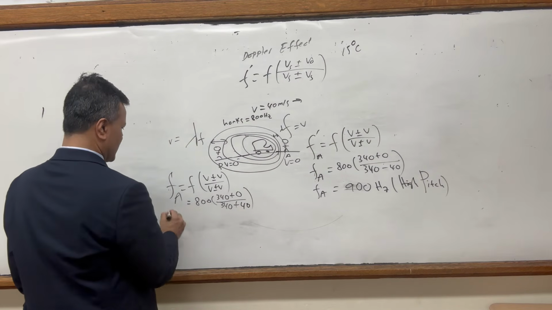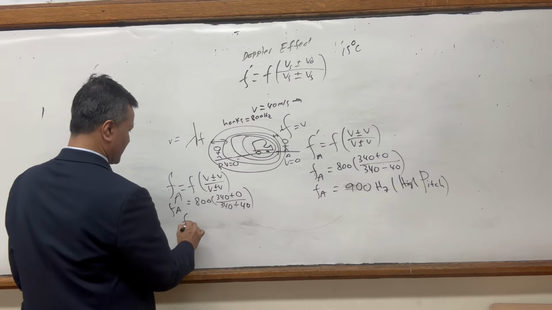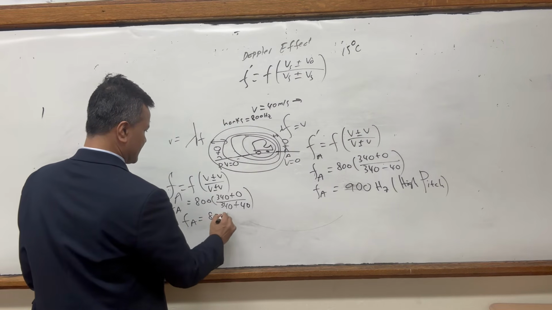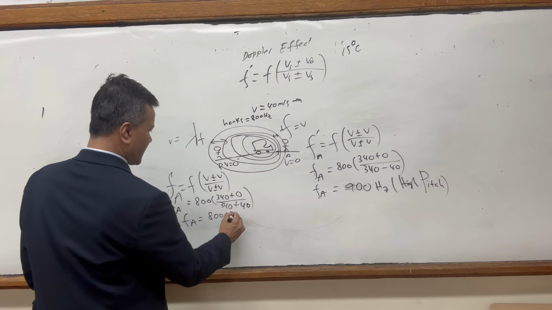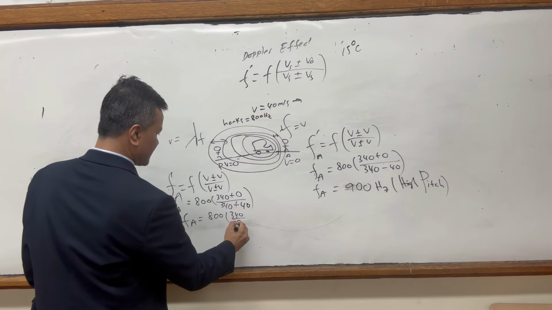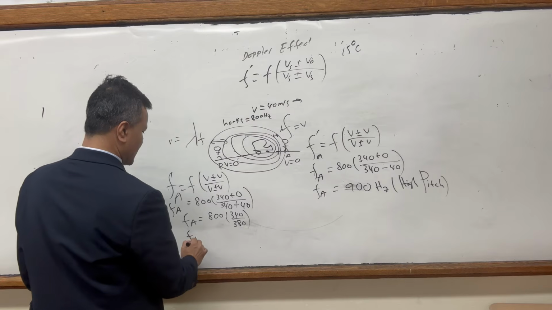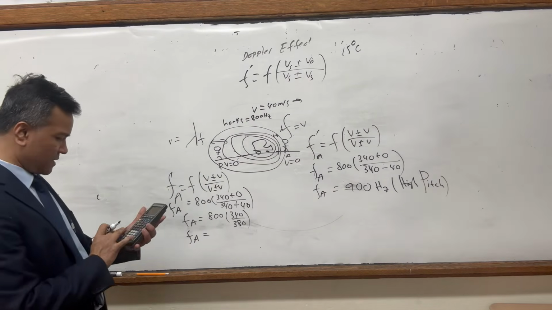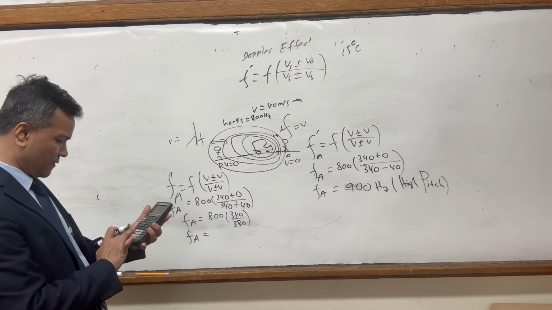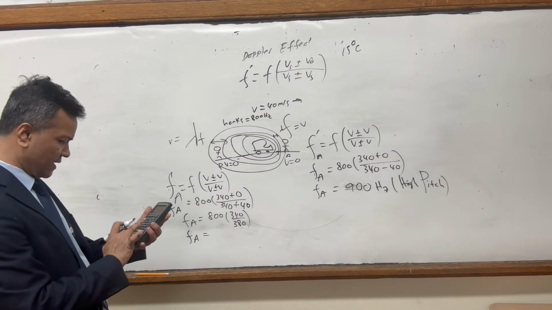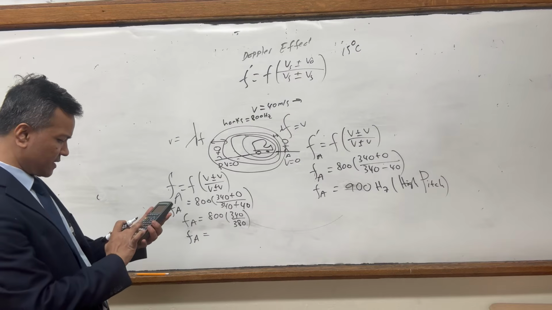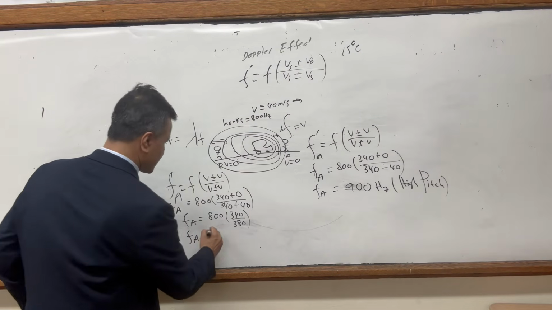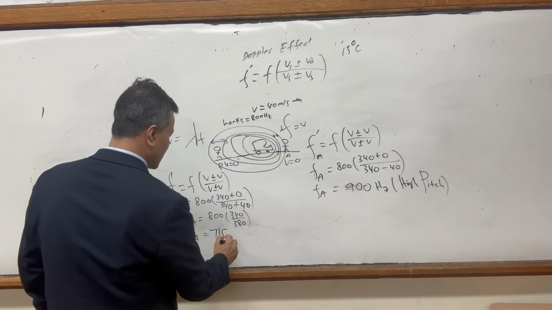Okay, so this is FA. FA is 800 times 340 divided by 380, right? So FA is 340 divided by 380 times 800, and that is 715, and we're going to call it low pitch.